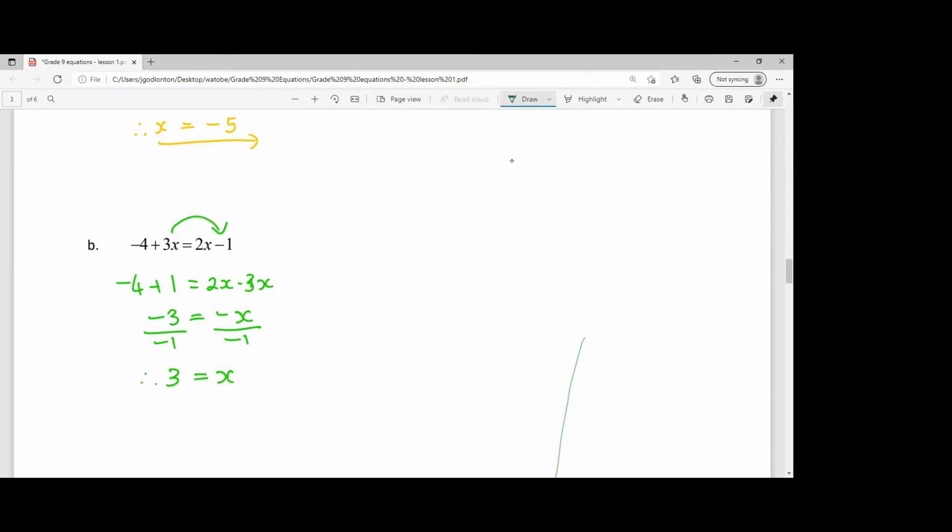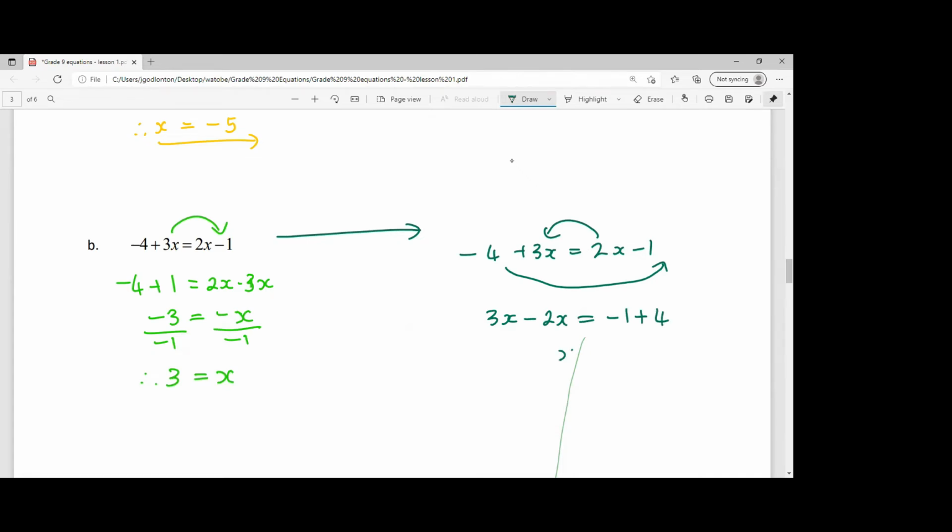If you didn't move them to the right, you could have also moved it to the left. So we could have said, let's rewrite this over here. -4 plus 3x equals 2x minus 1. We could have moved this 2x onto that side and this -4 onto that side. And then I would have had 3x minus 2x is equal to -1 plus 4. And so x would have been equal to 3. But we get to the same answer, so it doesn't matter.